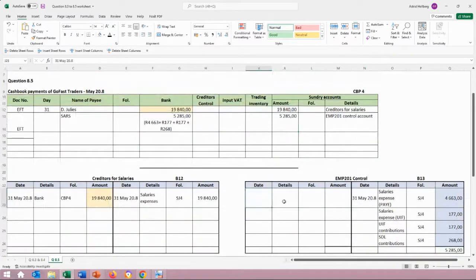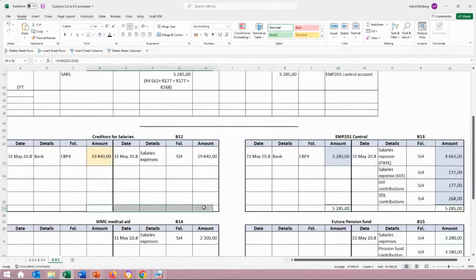Now that payment will then be reflected here on the debit side because we are paying the creditor, and that means our account balances. So our debits and our credits are exactly the same.